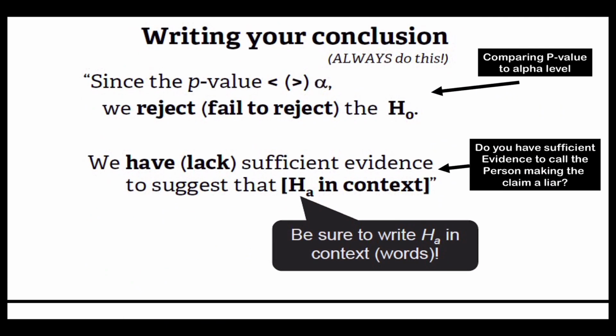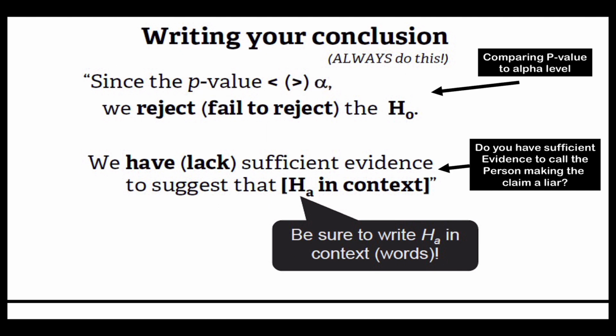Conclusion. Kind of a sentence frame. Here's the sentence frame. Since p-value, and then you state your p-value, is less than or greater than alpha, and then you state your alpha, we either reject or we fail to reject the null hypothesis. Okay, that's the first thing. We always want to compare the p-value with the alpha.